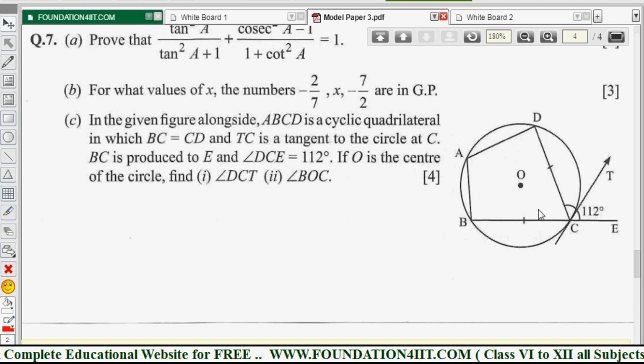O is the center of the circle. Find DCT. So this angle we should find out. So angle DCT we need to find out, and angle BOC. In case you join, angle BOC also we should find out, these two angles. Now let's take the problem and solve.